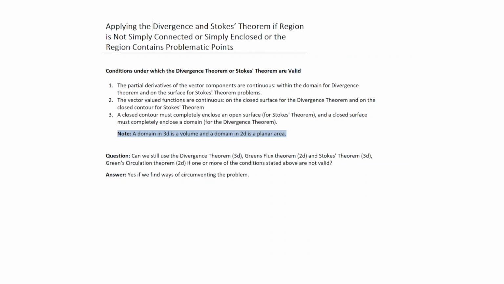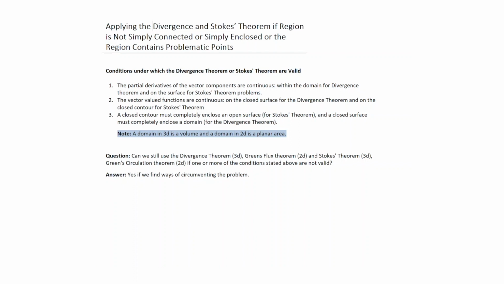So I just make this as a statement because I'm not going to repeat this. I just say either region or domain, and it's implied whether or not we're dealing with a 3D problem or a 2D problem. So the general question is as follows. Can we still use the divergence theorem, 3D, Green's flux theorem, 2D, Stokes theorem, 3D, and Green's circulation theorem, 2D, if one or more of the conditions stated above are not valid?